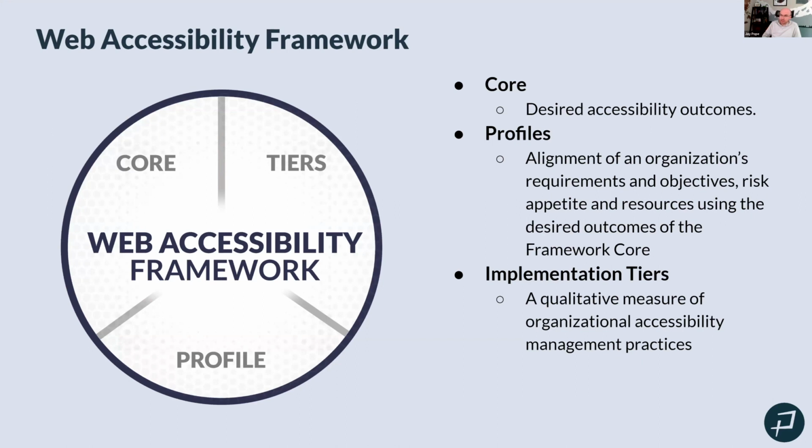Implementation tiers is more like, at a high level, what people think of when they think of a maturity model. So it's a qualitative measure of kind of where you're at. And you can just use parts of these. So on the screen, there was a circle graph, like a pie graph with 3 sections with core, tiers, and profile, and web accessibility framework going through the middle.